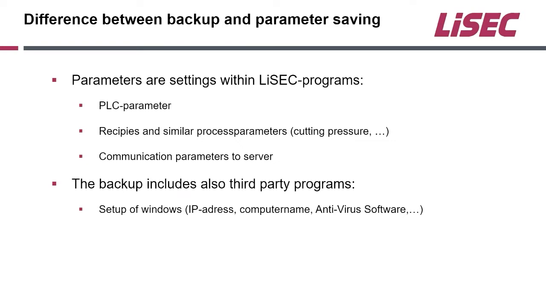The backup is a little bit different to this because it collects all the data and contains all the data of the PC. This is also everything regarding Windows. The antivirus software is saved, everything else, the IP address, computer name, every parameter you can change in Windows is saved in a backup. Parameters are only based on the process of the machine and so on.